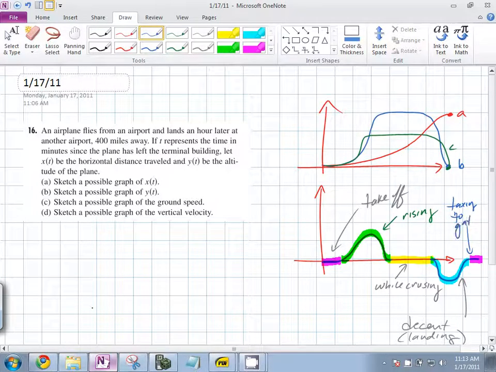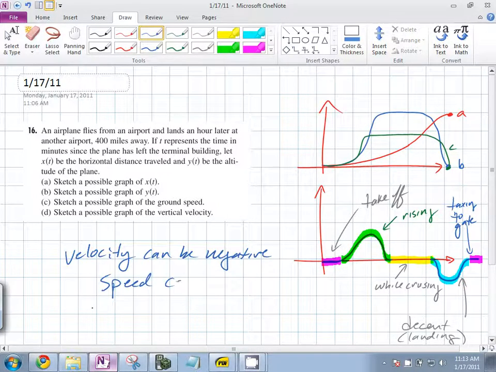Does that make sense, everybody? Velocity can be negative. Can speed be negative? What class taught you that? Physics. Speed. What do you know about speed? Can't be negative. Exactly. Good.